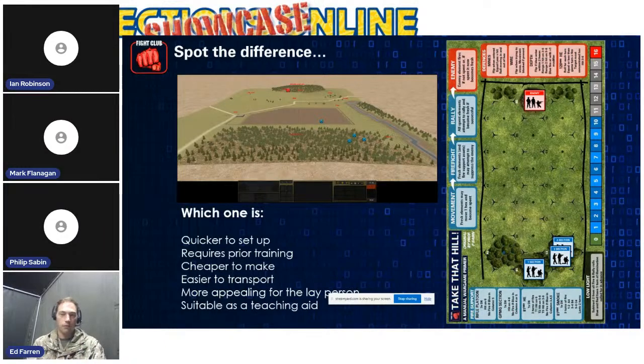Well, the one on the right's cheaper to make. The one on the left already exists, but at 50 quid a pop or whatever, and then you need to get a laptop, power, and all the rest of it. You can transport the one on the right, difficult to transport the one on the left. More appealing to the layperson?